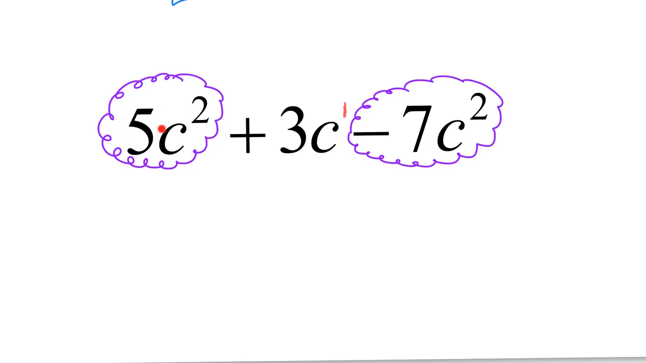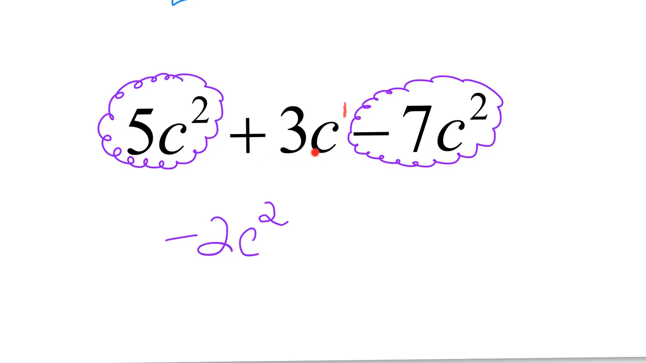First of all, look at the coefficients, the 5 and the minus 7. 5 minus 7, that's going to be negative 2. You bring down the variable and the same exponent. Now careful with the exponent, guys, because a common mistake when students combine like terms is they like to add the exponents, 2 plus 2, and they put a 4 here. That's not what you do when you combine like terms. You keep the same variable with the same exponent.